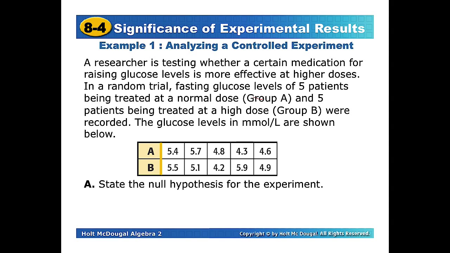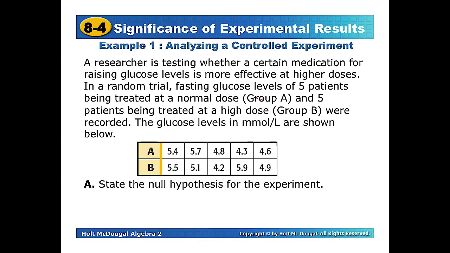All right, let's take a look at one way we can do hypothesis testing. So a researcher is testing whether a certain medication for raising glucose levels is more effective at higher doses. In a random trial, fasting glucose levels of 5 patients being treated at a normal dose in Group A, your control group, and 5 patients being treated at a high dose, Group B, were recorded. The glucose levels in millimoles per liter are shown.